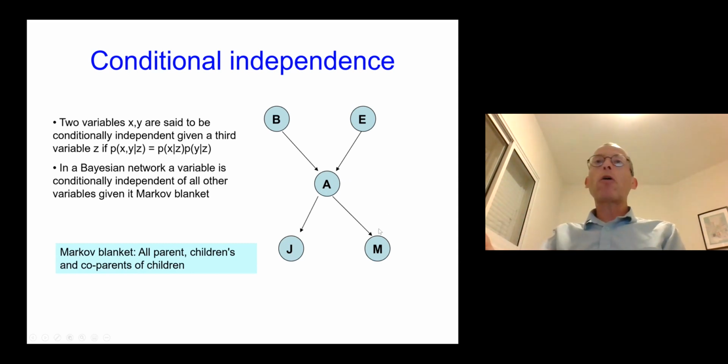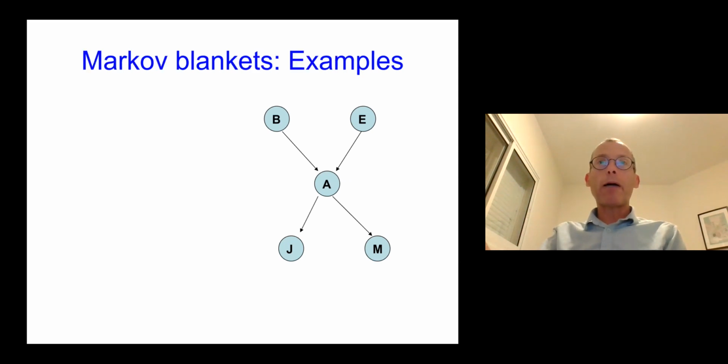But some other nodes have a much more complicated Markov blanket. For example, what is the Markov blanket of B? The Markov blanket of B is all its parents. It doesn't have any parents. All its descendants, A, and co-parents of descendants, in this case, E.